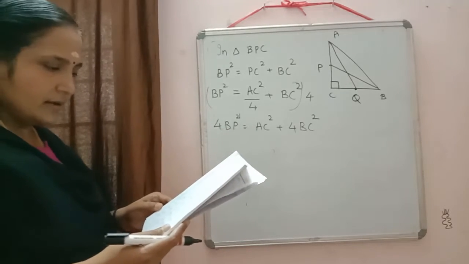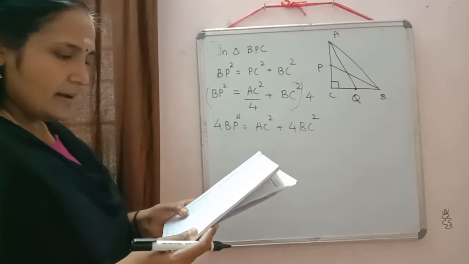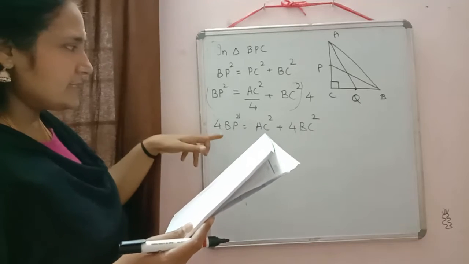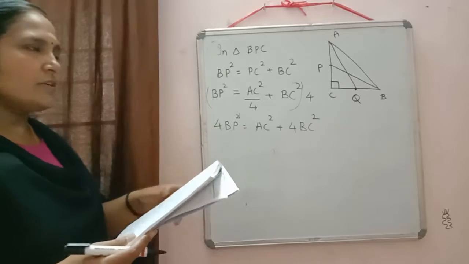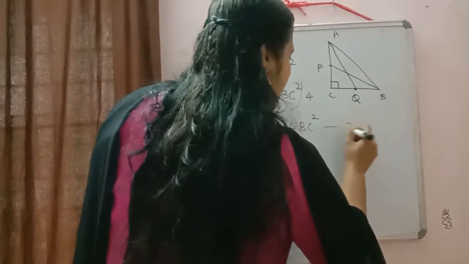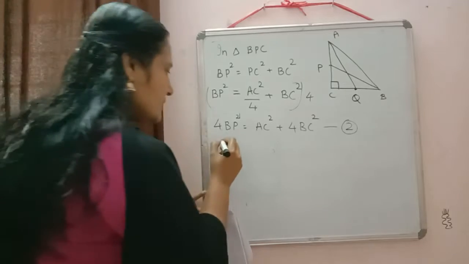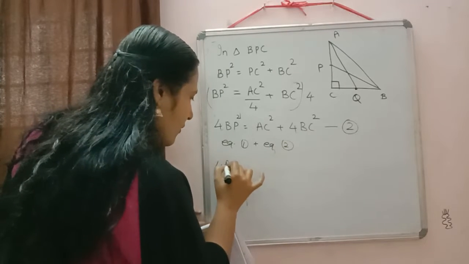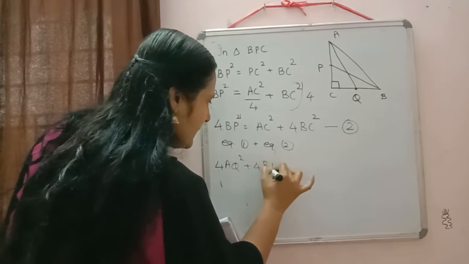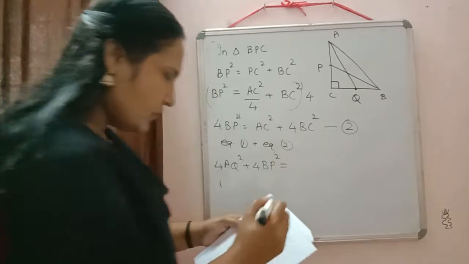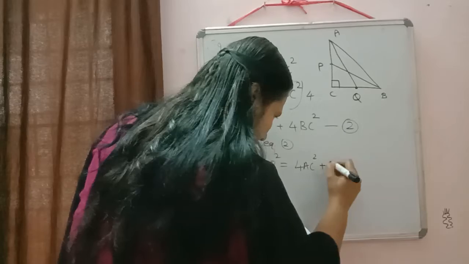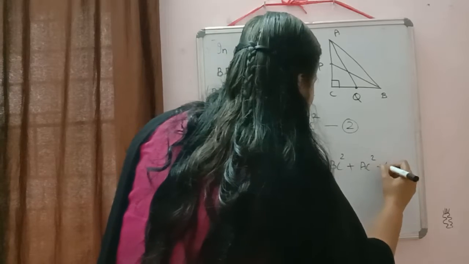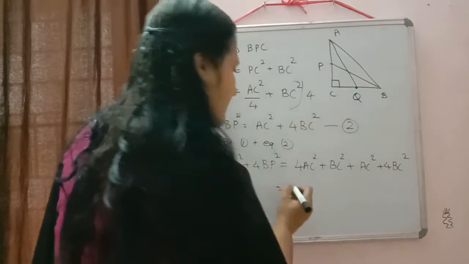Now to do the third one, it is already written that we need 4AQ square plus BP square. In the first one we got 4AQ square. In the second one we are getting 4BP square. So the first one you can mark as equation 1 and this one I am marking as equation 2. So just write down, adding equation 1 and equation 2. Then it will come 4AQ square plus 4BP square is equal to, in the first one what we got? 4AC square plus BC square, plus here we got AC square plus 4BC square.